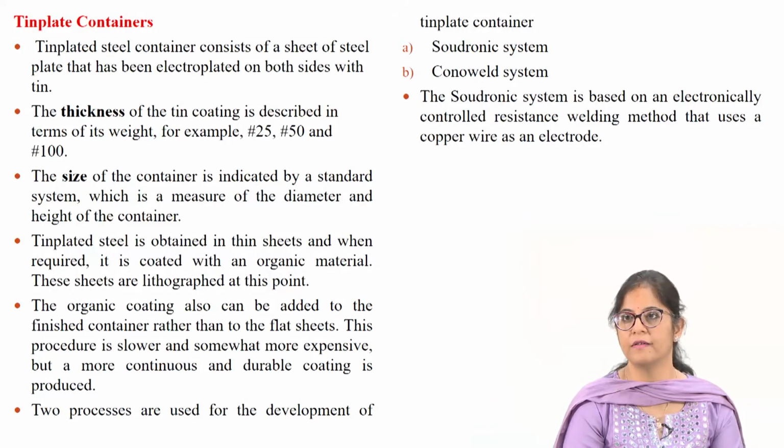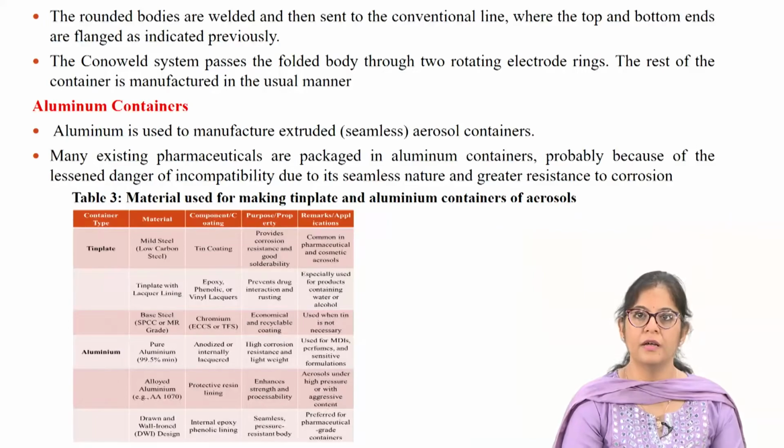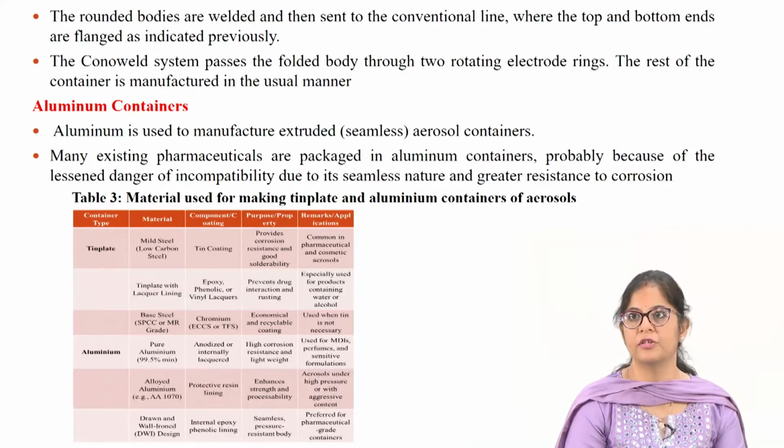The Soudronic system is based on an electronically controlled resistance welding method that uses a copper wire as an electrode. The rounded bodies are welded and then sent to the conventional line, where the top and bottom ends are flanged as indicated previously. The Conoweld system passes the folded body through two rotating electrode rings. The rest of the container is manufactured in the usual manner.